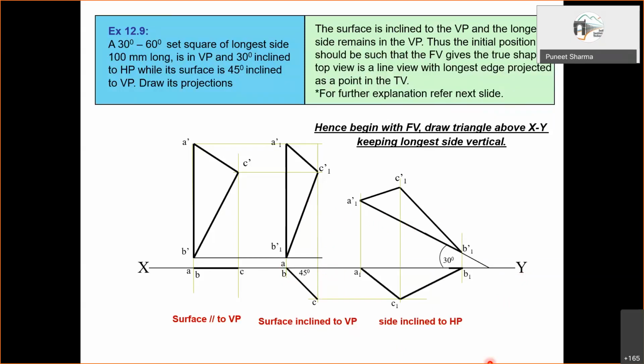Okay. So one of the longest edges was to be in the vertical plane. You see, it is still in the vertical plane, and that is why its top view is on the XY line. Okay. So this is for this case of the set square. Now let us have a look at one more example, and then we can call it a day for today.